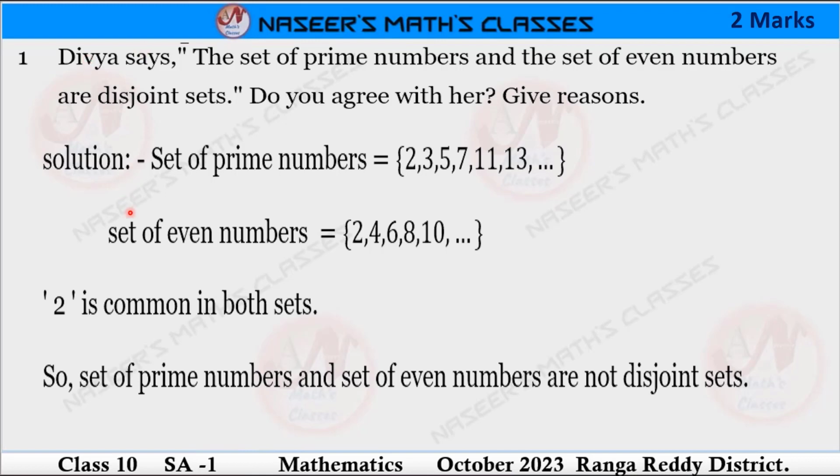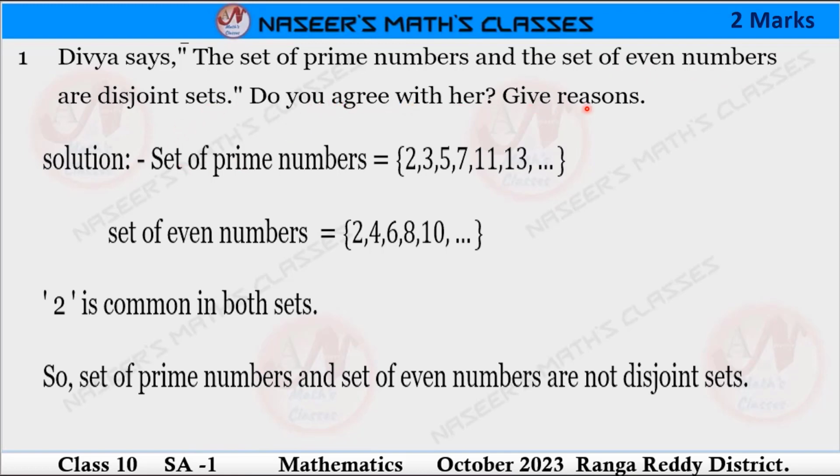We are going to solve class 10 SA1 Maths October 2023 Ranga Reddy district paper. So here first question, which is for 2 marks. Divya says the set of prime numbers and the set of even numbers are disjoint sets. Do you agree with her?